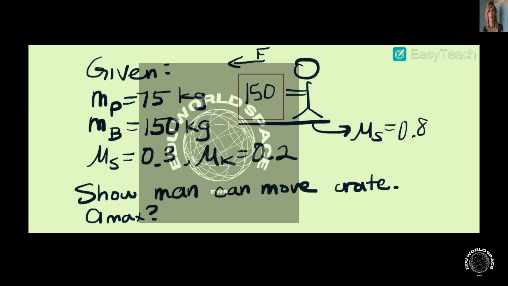We know the static and kinetic frictions between the box and the surface to be 0.3 and 0.2 respectively. And we know the coefficient of static friction between the man's shoes and the wet ground is 0.8.